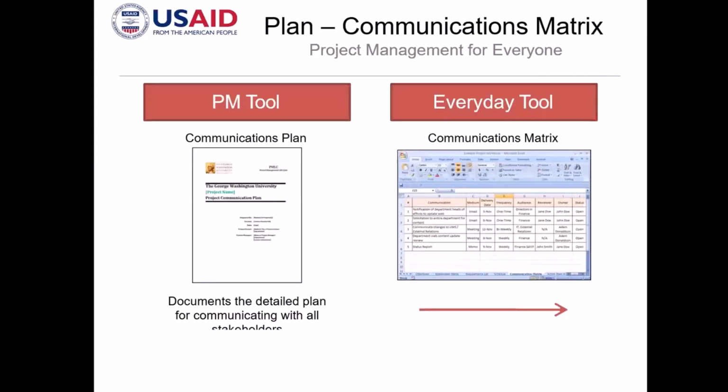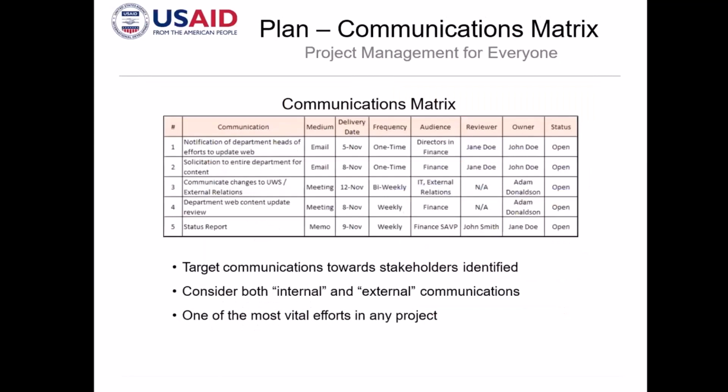So the communication plan this time is something that will be an attachment or an appendix to your project plan, which is your true contract with your stakeholders. So here you can identify the stakeholders that need to be notified, and you can come up with the communication matrix.